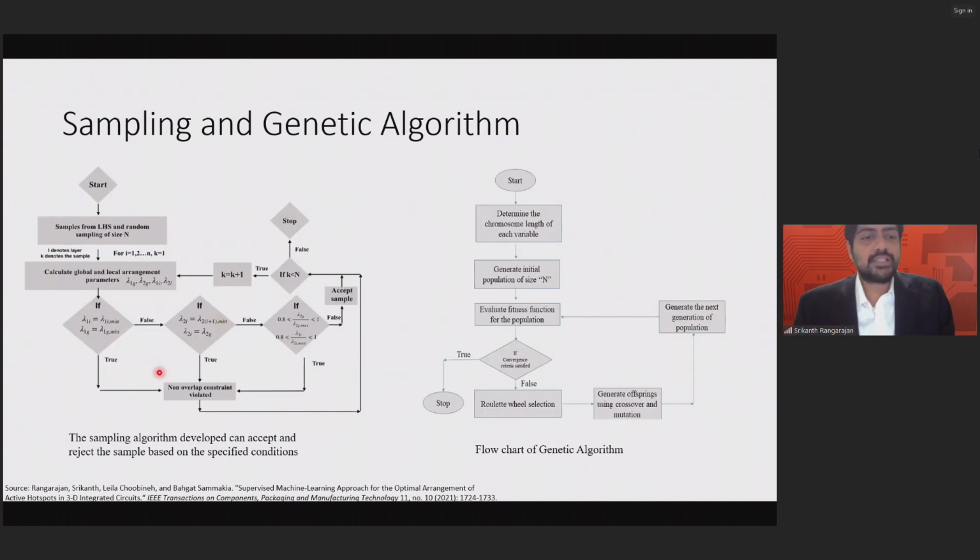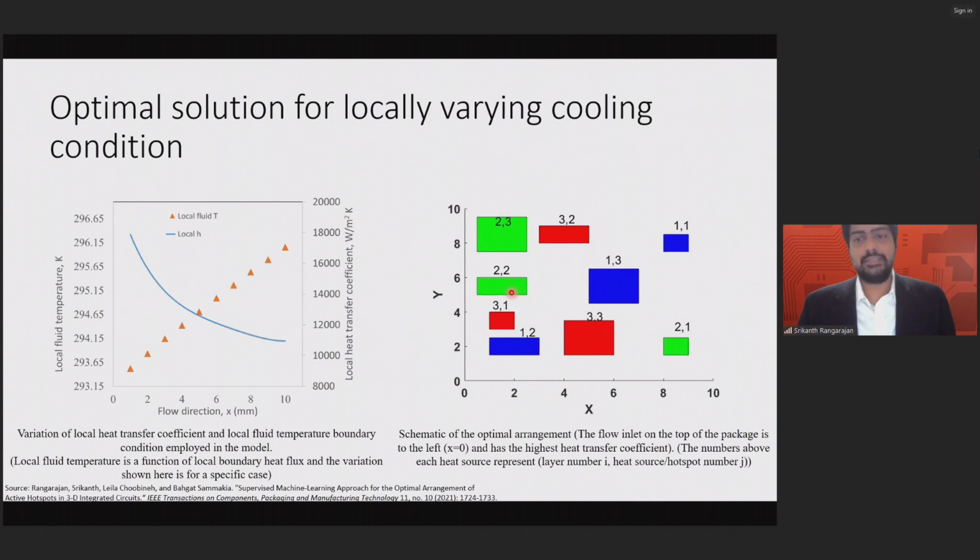So this was a sampling algorithm developed by our lab where we can accept and reject samples based upon specific conditions. And we made sure that we are able to self-automate this particular design. And this automated design was clubbed with the genetic algorithm. We wanted to find out the optimal arrangement that can really reduce the hotspots in a chip. And what we see here is this particular design.